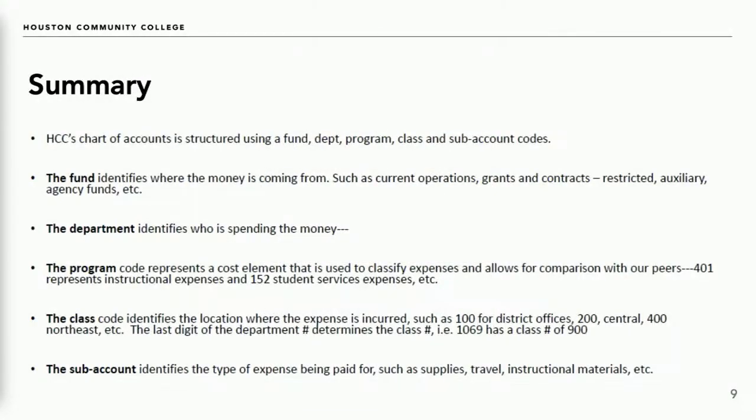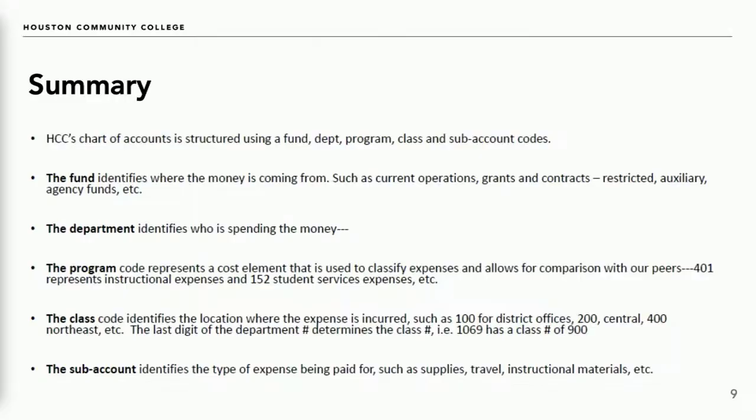So in summary, the chart of accounts is structured using a fund, department, program, class, which is location, and sub-account structure. From history and habit, I call it a cost center. Some folks here who have similar background call it the same thing. It can be called a string, but basically it's 5 segments that gives you a lot of information about where money is coming from or going to. And the definitions are repeated here. And the whole purpose, I guess Dawn wanted to talk about this, so I will let her do that.